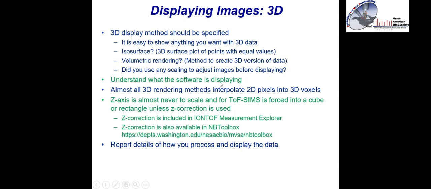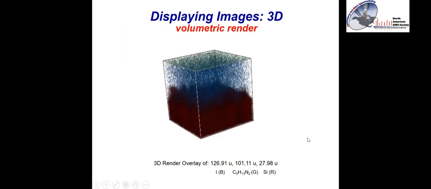But really, you need to understand what the software is displaying, because most 3D methods interpolate 2D pixels into 3D voxels. And the z-axis, when you display 3D data, is almost never to scale. And if you don't do any type of z correction, your data will be forced into a cube, basically. There's a couple different options. If you look into z correction, there's some papers out about this, but it's also included in the ToF software, and my software, the NB Toolbox, has a z correction routine to do that. But as before, it's important to report what you're displaying.